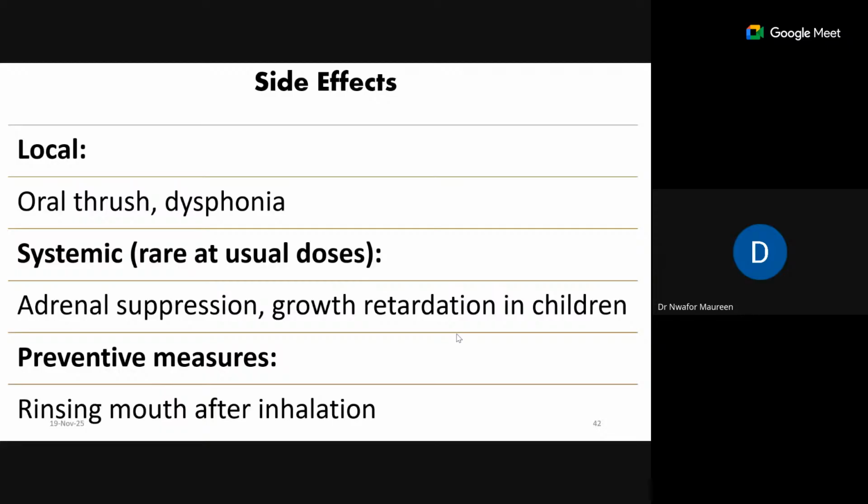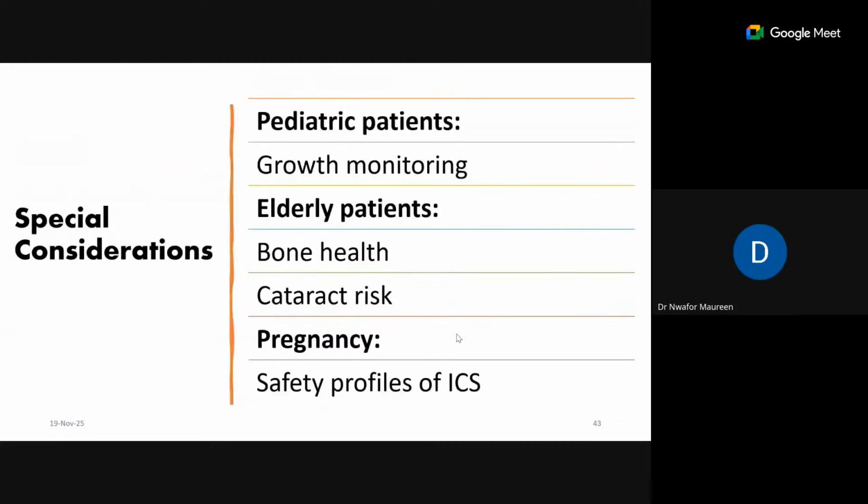Side effects may arise from the use of these corticosteroids. For local effects, you can see oral thrush and dysphonia. If it's systemic use, you see adrenal suppression and growth retardation in children. For preventive measures, if you use corticosteroids for your patients, if they're conscious patients, they must rinse their mouth after the inhalation. It's very important information we should give to our patients, and we should expect them to do that.